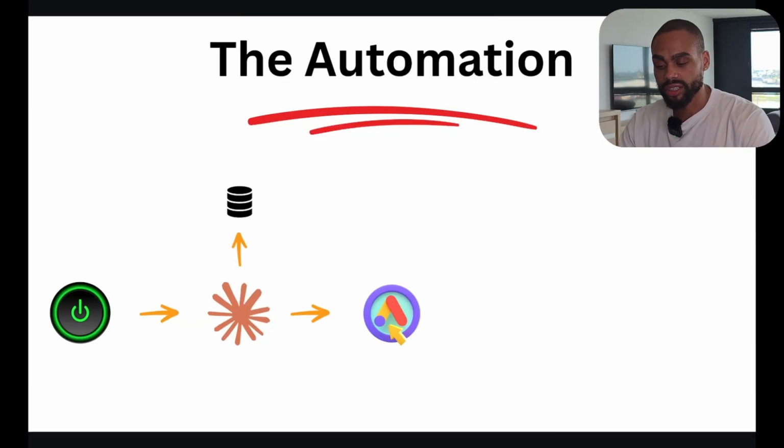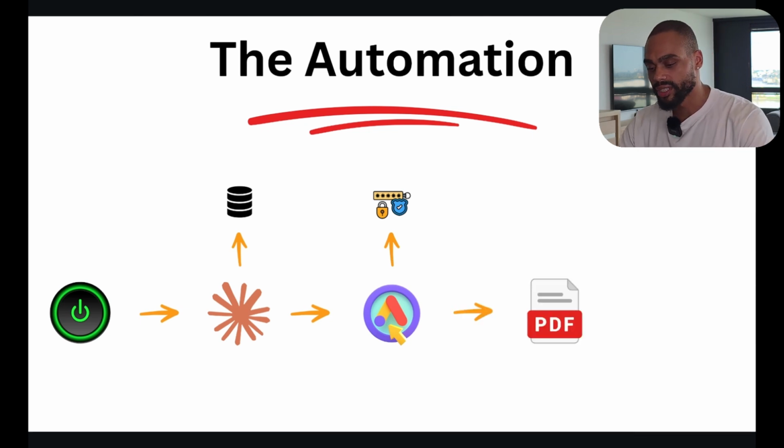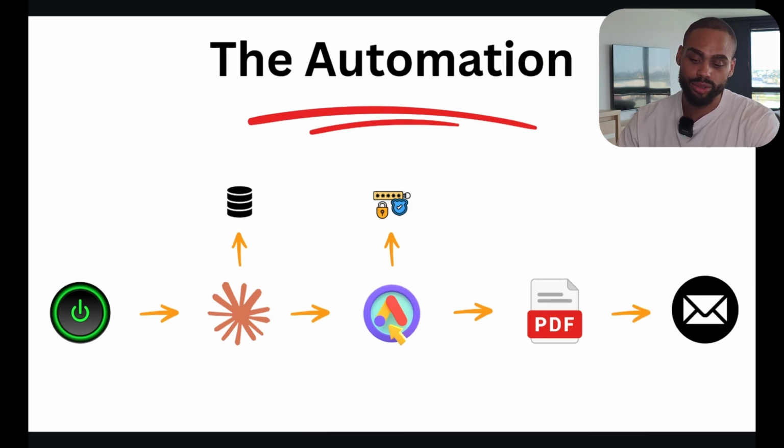The agent is then going to go to Google Ads using something called a Google Ads developer token. With this token, it's granted access to basically do a lot of stuff. In this case, we gave it read access only. So it's going to use this token to fetch all of the data for us. Once it has the data, it's going to create the PDF for us and then send it to us through email. Now, keep in mind, this is the entire shape of the automation.